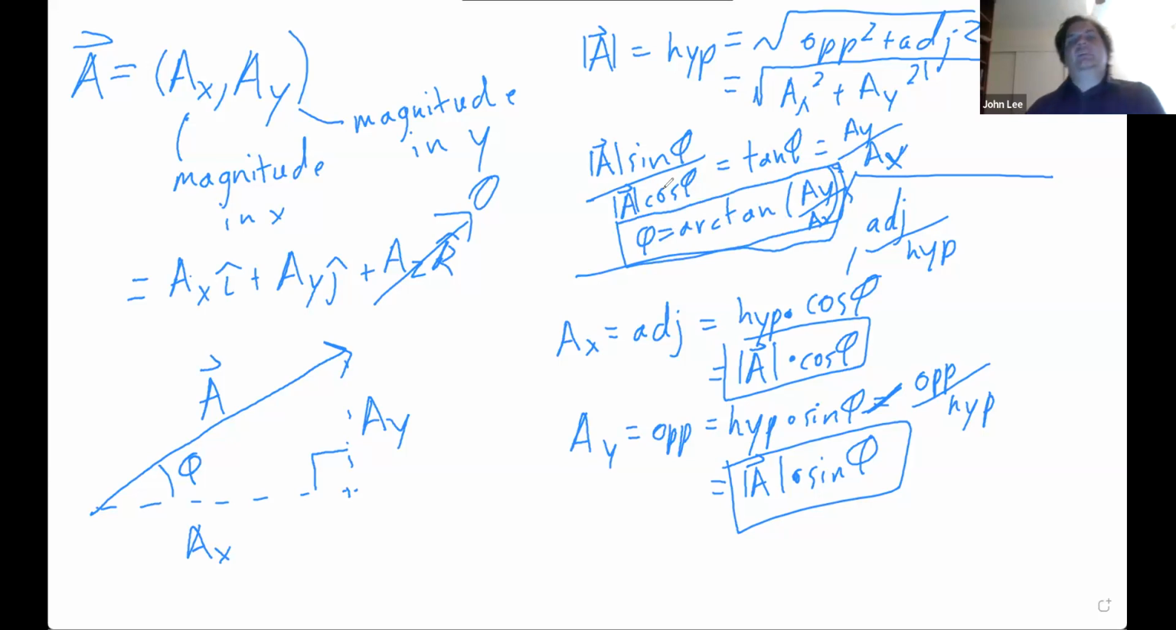Okay. So yeah, that's how you convert between x and y magnitudes, and that's how you find the x and y coordinates in polar coordinates.